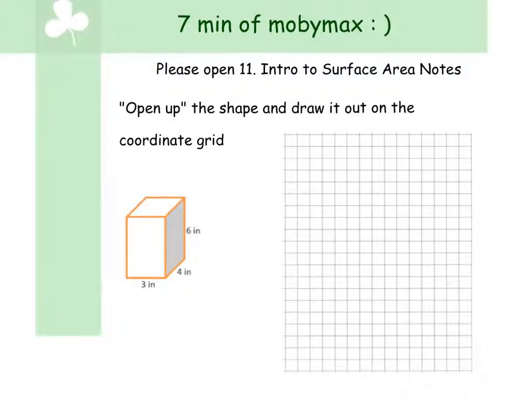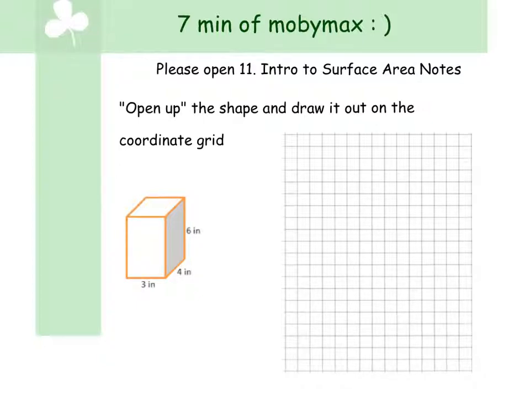Hello everyone. Today we're going to be talking about surface area. Surface area just means all of the areas of the surface added together. So one activity you can do that is helpful in figuring out surface area is drawing the shape out like it was flat.